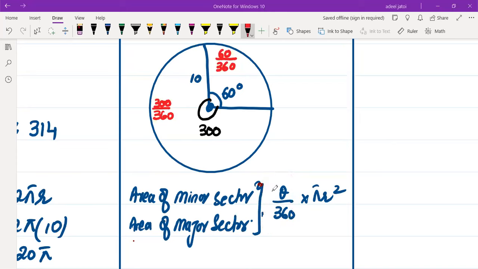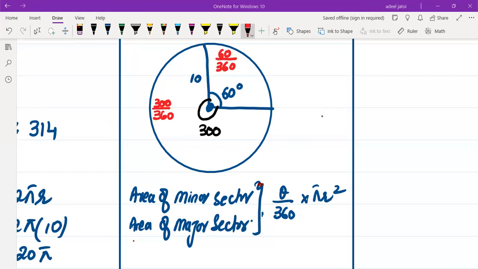In this question, it is 60 degrees for the minor sector. There might be a possibility that the angle is 80 degrees for the minor sector, or 70 degrees. If it is 70, it would be 70 upon 360. If it is 80, it would be 80 upon 360. If it is 40, then it will be 40 upon 360. But the entire ratio should be multiplied with what? Pi r square, because the area itself comes through the pi r square formula.